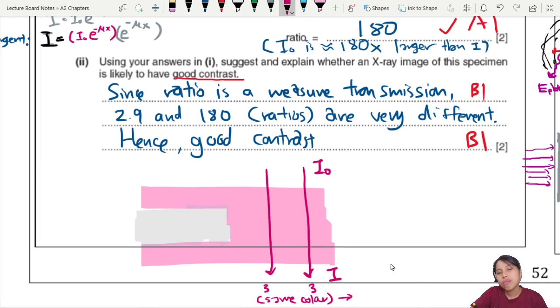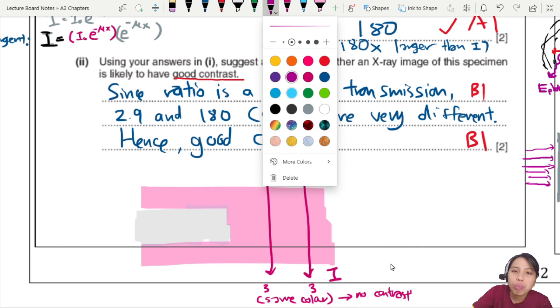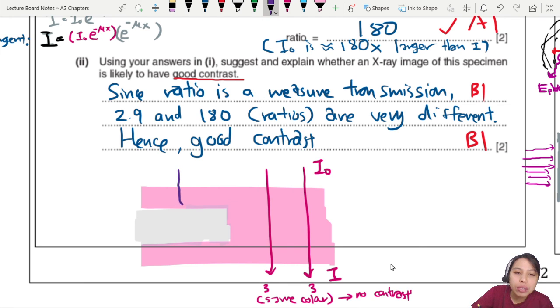So same color means no contrast. There's not much difference in the color between these two. But if you have another beam, let's use a slightly different color. Let's use dark purple. Then this one comes through muscle, through bone, and then finally muscle. The ratio of its incident to emergent is 180 times. So if you compare this 180 with this 3, very big difference. So you have a difference when comparing these two. Very different intensity and very different color.